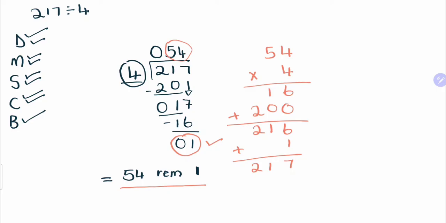So we know that even doing the reverse operations, our answer of 54 remainder 1 was actually correct, because if you do your operations in reverse, it actually takes us back to the initial number, which is 217. That was just a quick way for you to verify if your answer is correct or not.